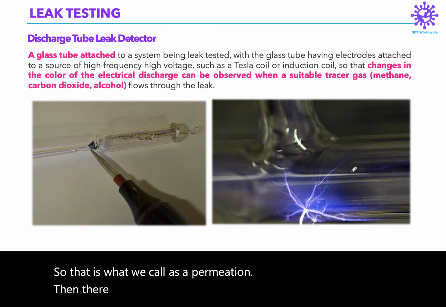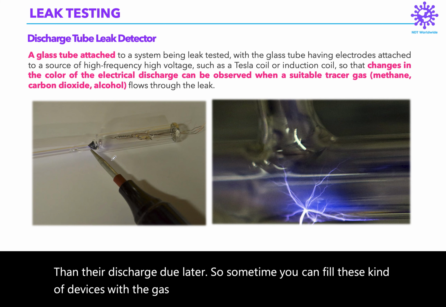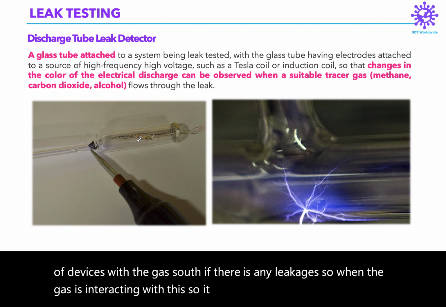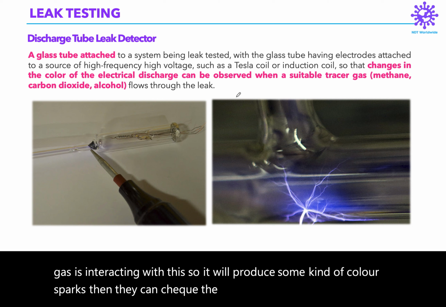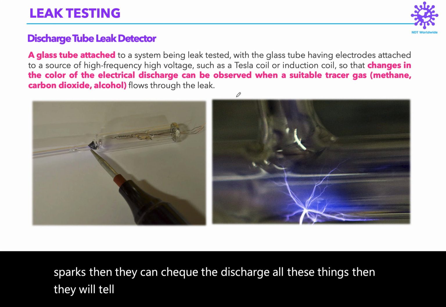Then the discharge tube detector. Sometimes you can fill these kinds of devices with a gas. If there is any leakage, when the gas interacts with this, it will produce some kind of color sparks. Then they can check the discharge, and they will tell, okay, there is methane gas leaking or carbon dioxide leaking.